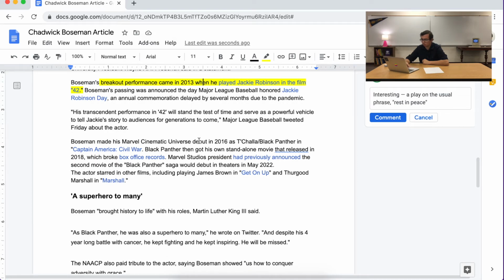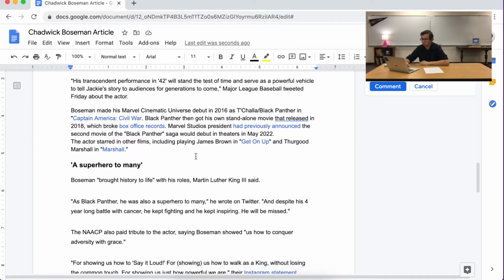His transcendent performance in 42 will stand the test of time and serve as a powerful vehicle to tell Jackie's story to audiences for generations to come, Major League Baseball tweeted Friday about the actor. Bozeman made his Marvel Cinematic Universe debut in 2016 as T'Challa / Black Panther in Captain America: Civil War. Black Panther then got his own standalone movie that was released in 2018.